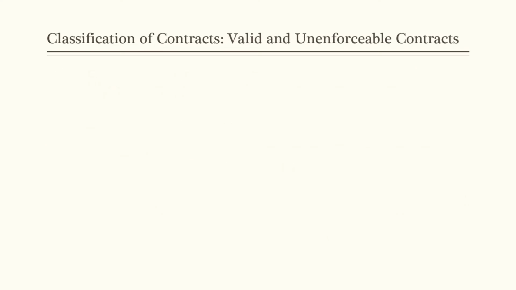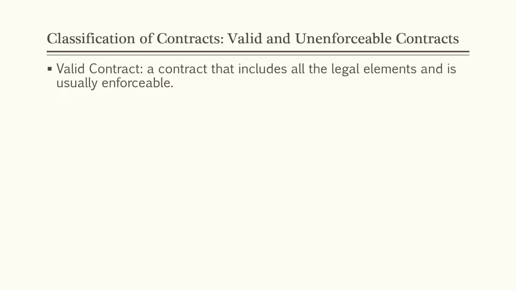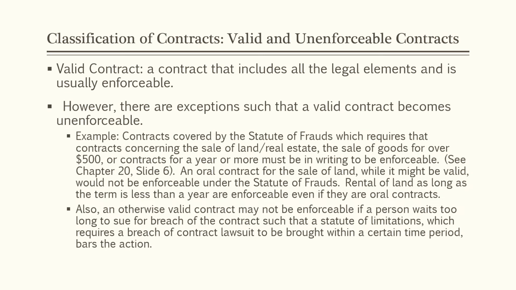Valid and unenforceable contracts. A valid contract is simple. It's a contract that includes all the legal elements of a contract and is usually enforceable. That's the general rule. A valid contract with all the legal elements is usually enforceable. Of course, with every general rule, there are exceptions, such that a valid contract becomes unenforceable. Contracts covered by the statute of frauds, which requires that contracts concerning the sale of land, the sale of goods for over $500, or contracts for a year or more, must be in writing to be enforceable.